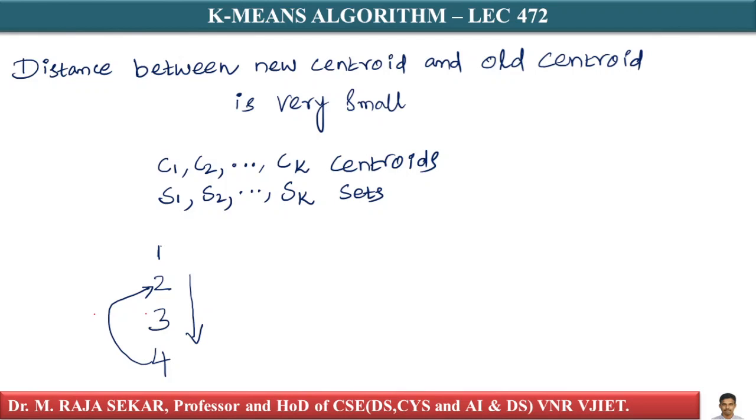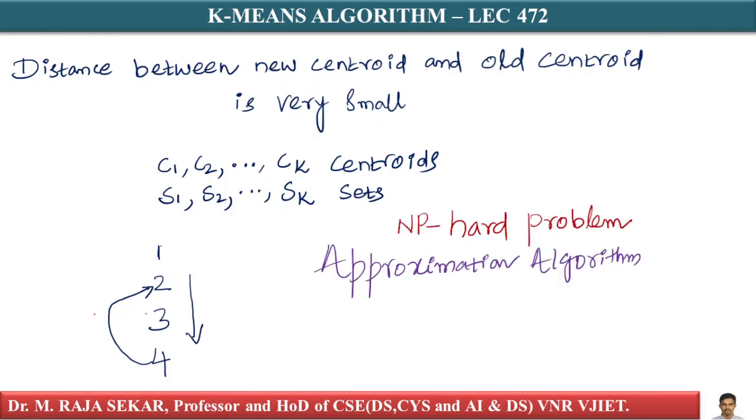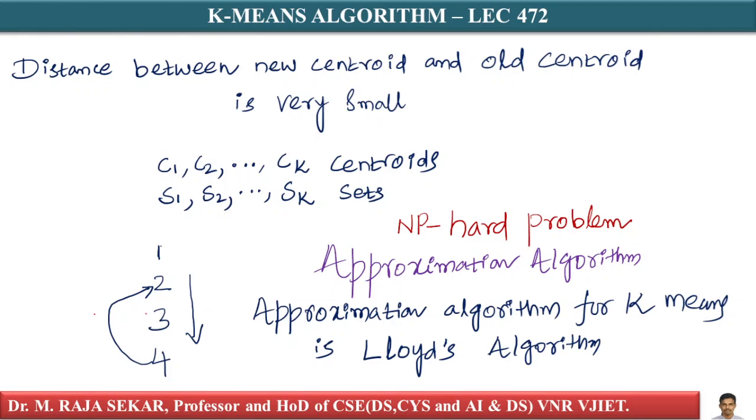Very simple algorithm. The actual mathematical formulation is a very hard problem, also called an NP hard problem. We know that for NP hard problems in computer science, we do something called approximation algorithms. The approximation algorithm for k-means is called Lloyd's algorithm. A very simple and elegant algorithm. We just have 4 stages: the initialization stage, assignment stage, update stage, and repeat or end stage.